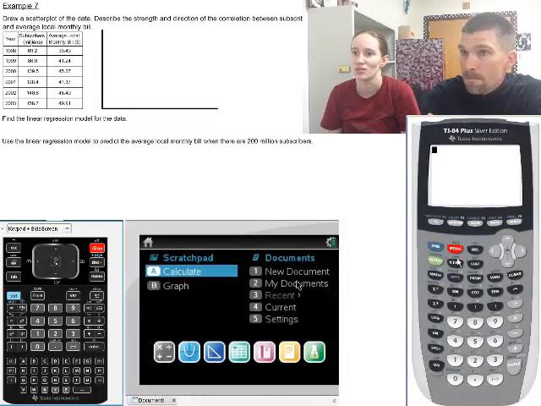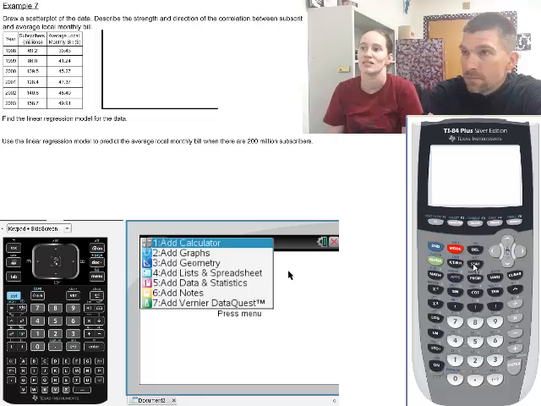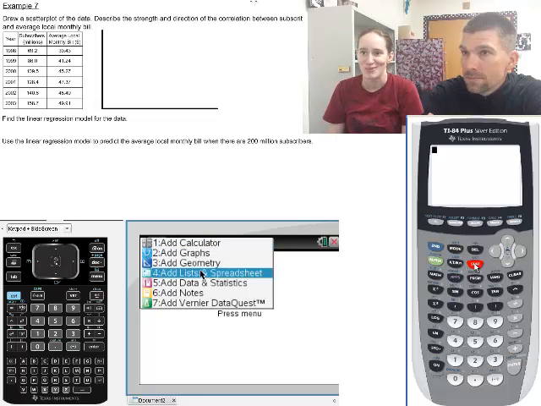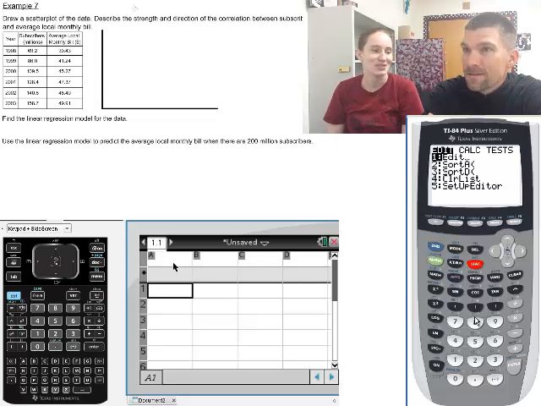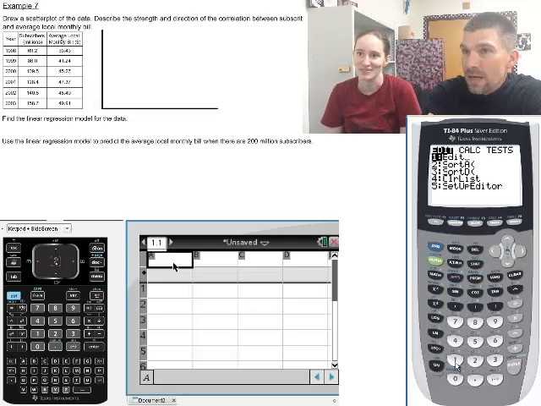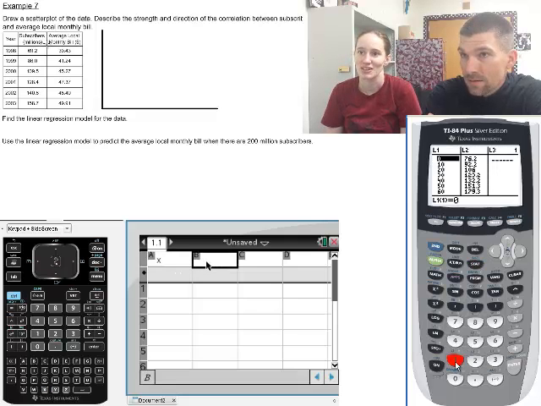So that means that subscribers will be the X and average local monthly bill will be the Y. There it is, X and Y. Just like we said.